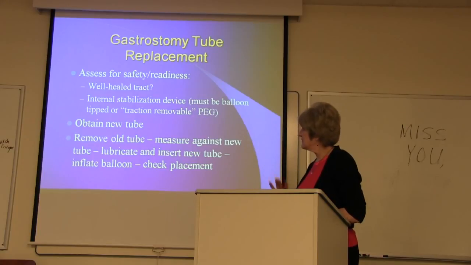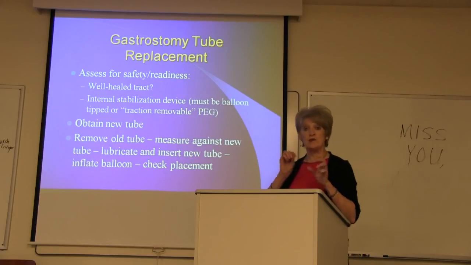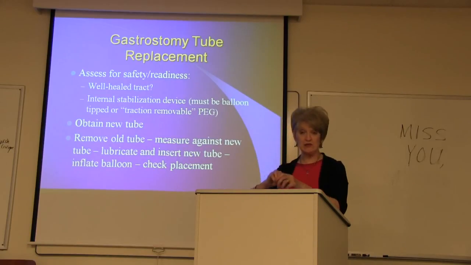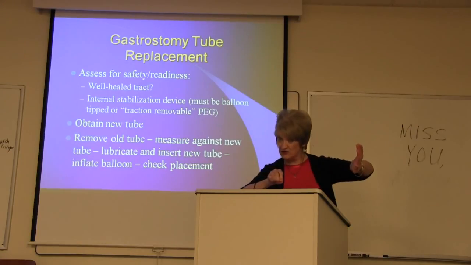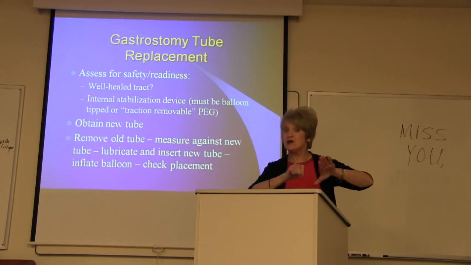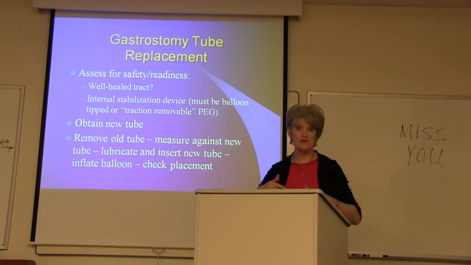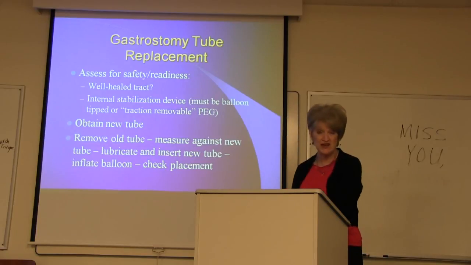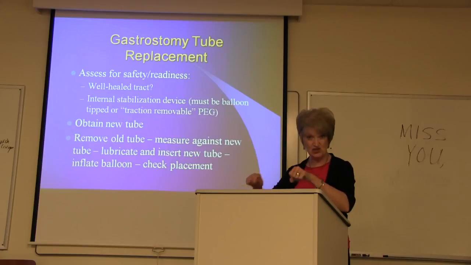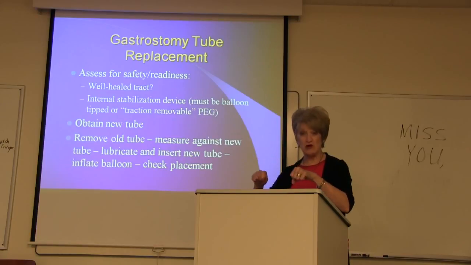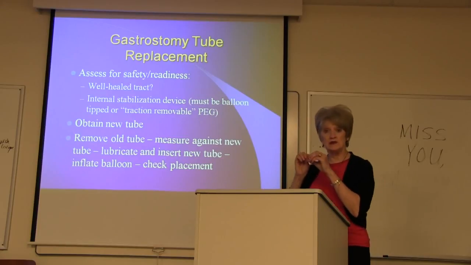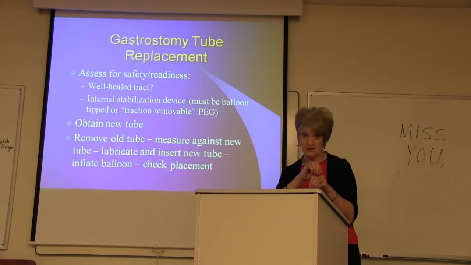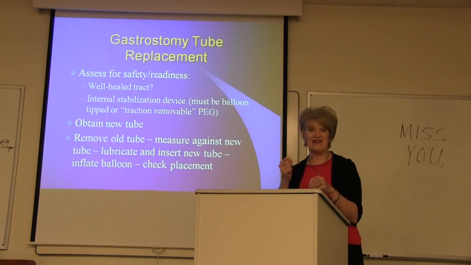So first of all, do your assessment, then get a new tube. It should be a balloon tip tube. Then you remove the old tube. You either deflate the balloon or you put traction on the abdominal wall and you pull out that traction removable PEG tube. You will get spatter, so you should have full personal protective equipment, and you should warn the patient that it's going to feel like a lot of tugging. It shouldn't be painful, but they will feel pressure. So remove the old tube, measure it against the new tube, lubricate the new tube and put it in, inflate the balloon, and then verify placement.